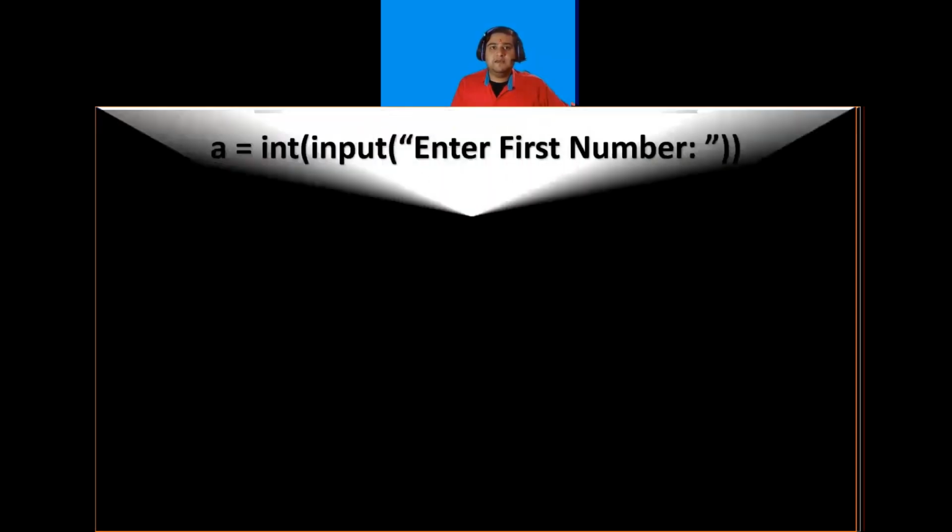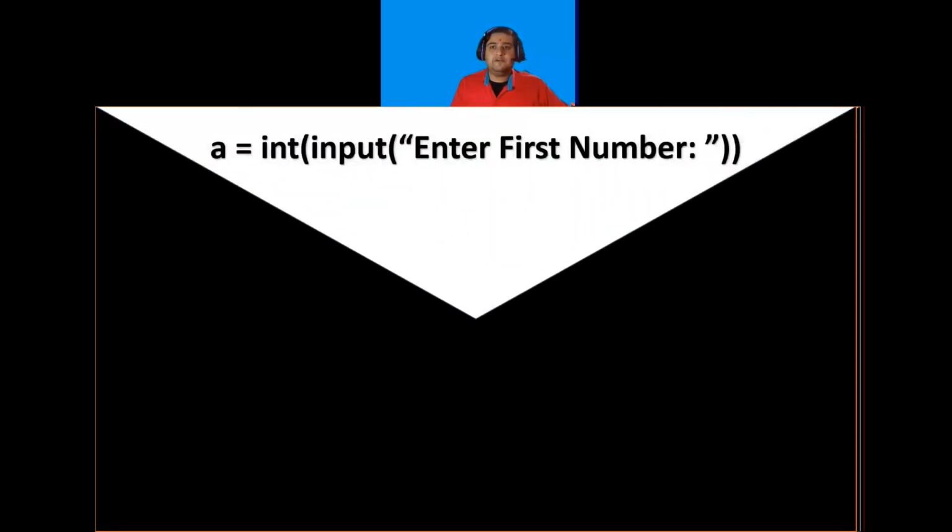Now, if you don't want the values to be predefined, and you want user input values, for that you simply replace A is equal to 7. The value 7 has to be replaced with simply a statement as int(input("enter first number")). So now the program will ask the user to enter the first number, and it will be stored in the variable A.